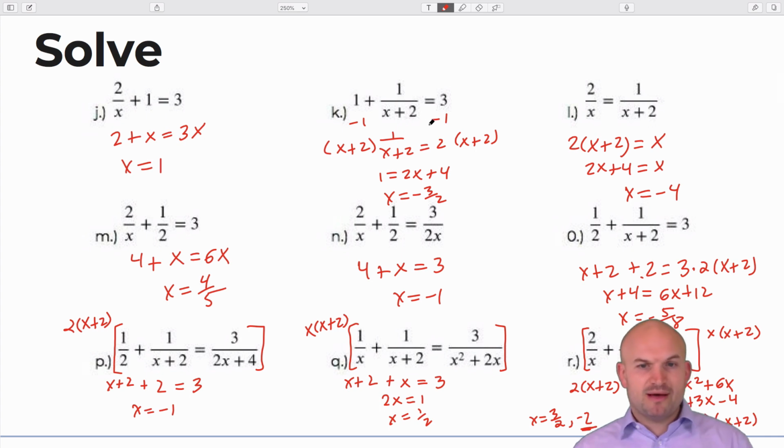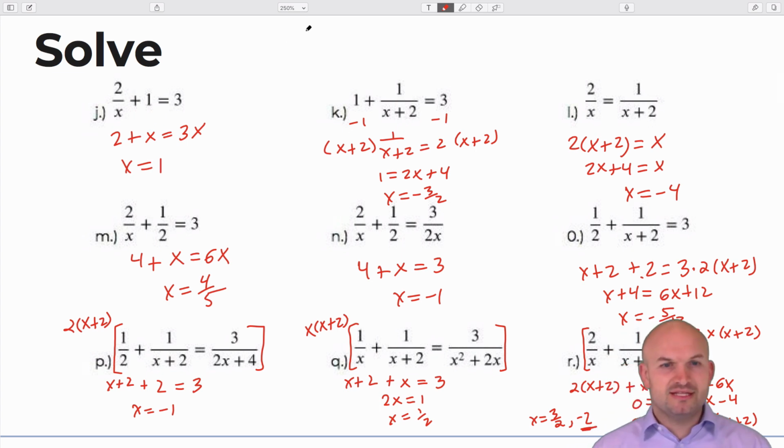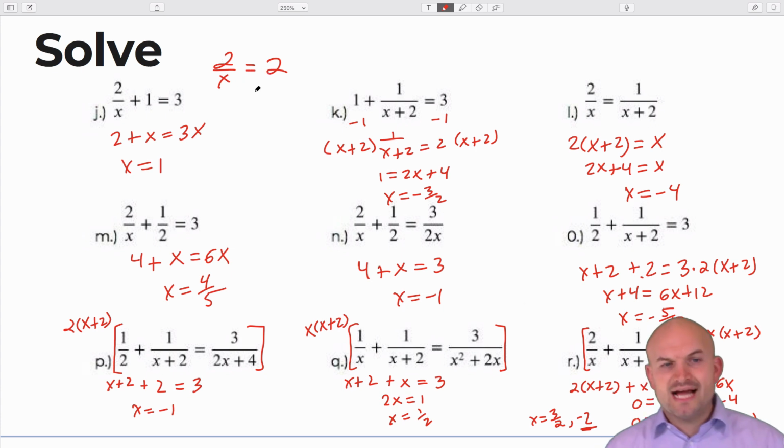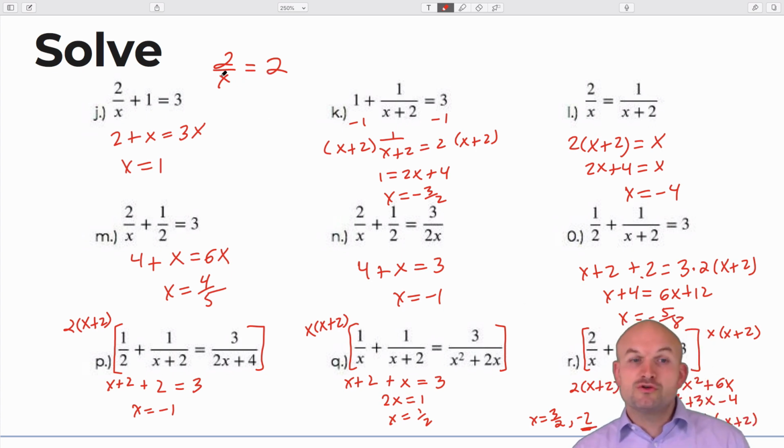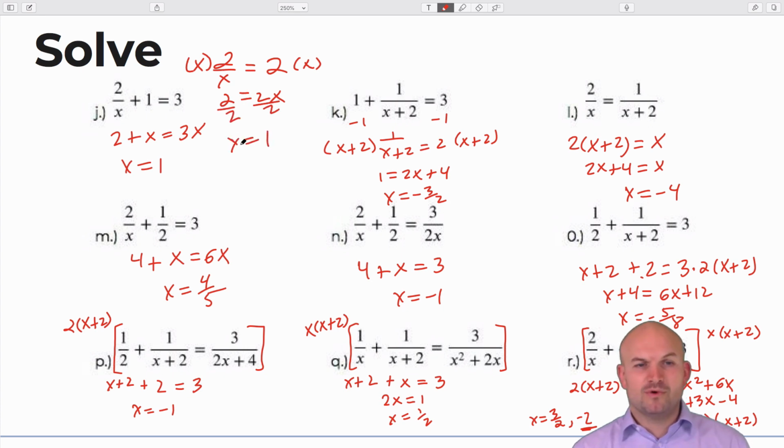Now, you could just multiply by the LCD in this example. You can multiply by the LCD, but the other way, and I'm not sure why I actually did that example this way, is that if you subtracted the 1 to the other side, you get 2 over x equals 2. Again, to solve for x, you're going to want to multiply by x on both sides, right? So you'd have 2 equals 2x, divide by 2, x is equal to 1. So that is another way to approach that first problem.